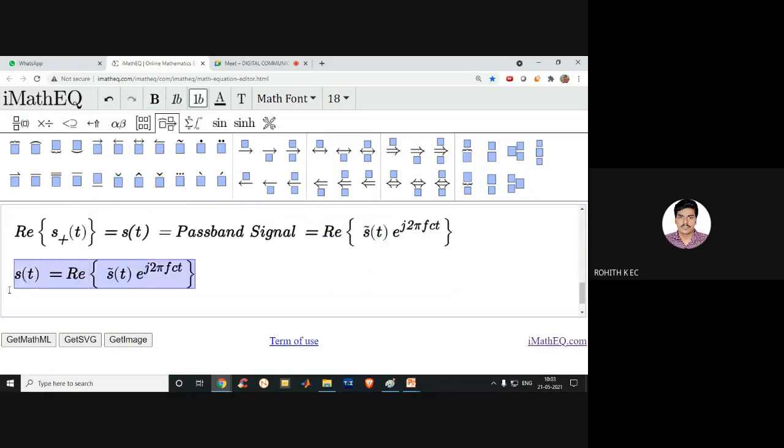Okay. Any doubt at this point? Anyone has any doubt?